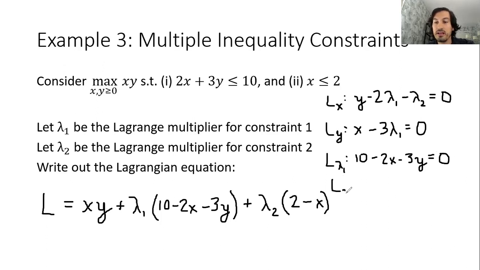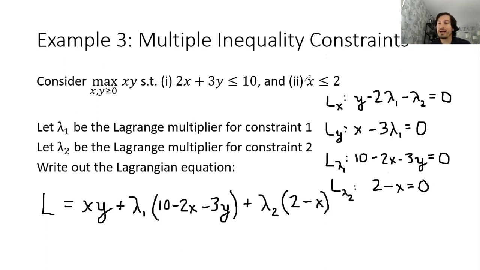And then L with respect to lambda 2 just gives me 2 minus x equals 0. Right, guys? So here are the 4 first order conditions that are relevant for this maximization problem. Agreed?